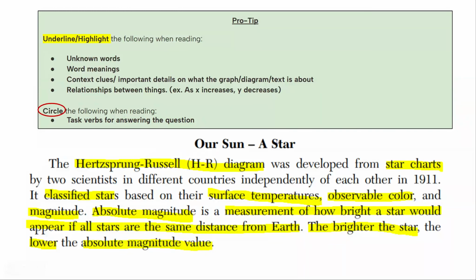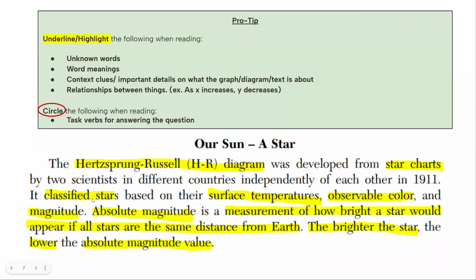Let's read. Our sun, a star. The Hertzsprung Russell HR diagram was developed from star charts by two scientists in different countries independently of each other in 1911. I highlighted Hertzsprung Russell HR diagram because that may be an unknown word. I highlighted star charts because it looks like this and this are related. They are developed from star charts. And it also gives me context clues that the Hertzsprung Russell diagram is a diagram related to stars.